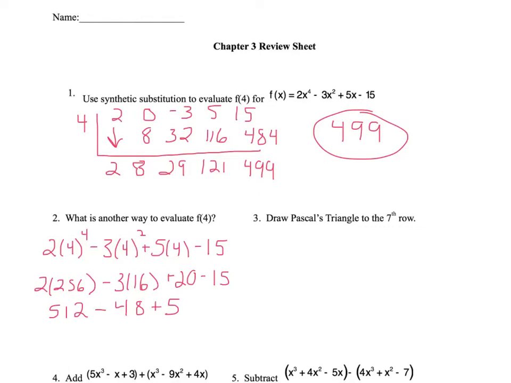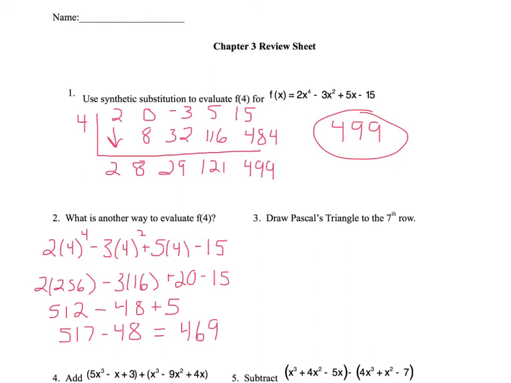So I have 517 minus 48. And that would give me 469.